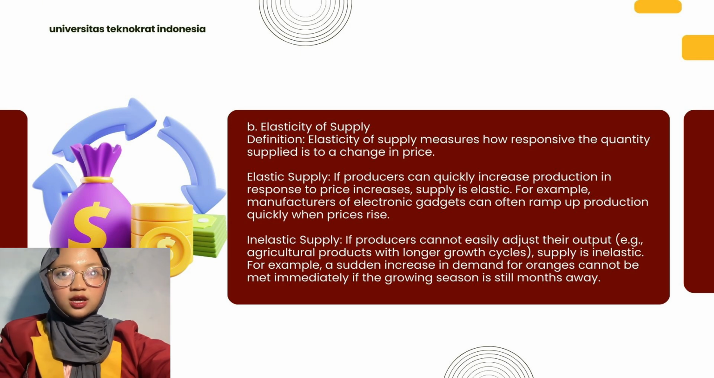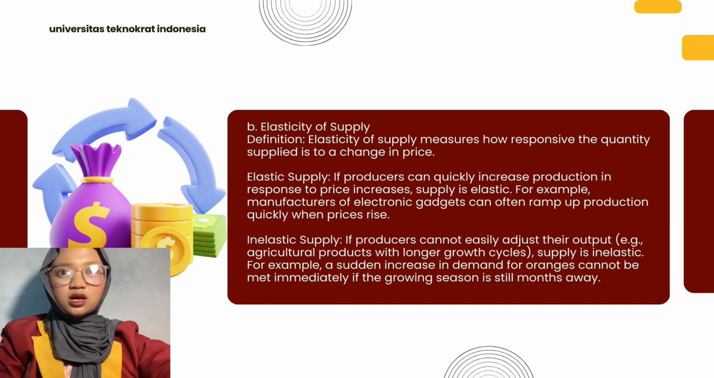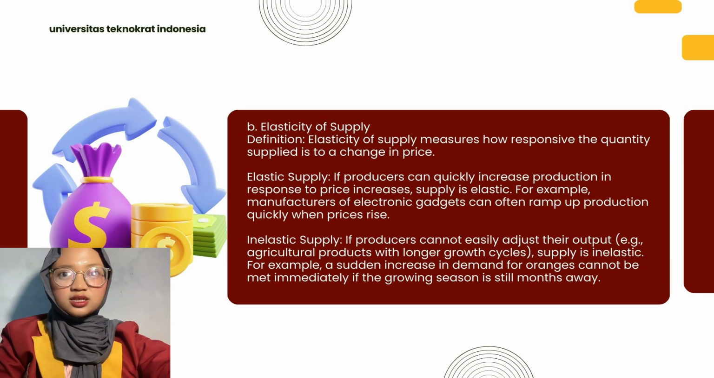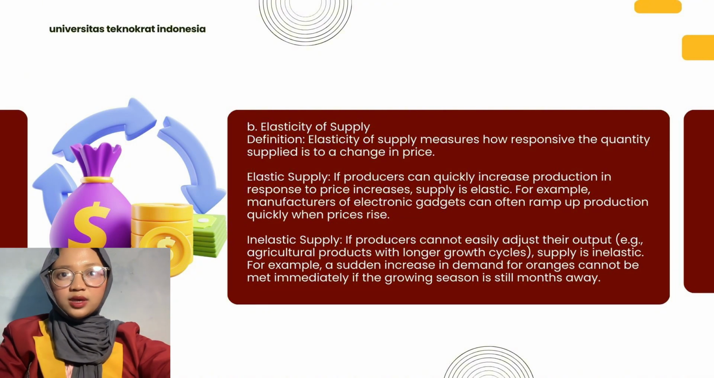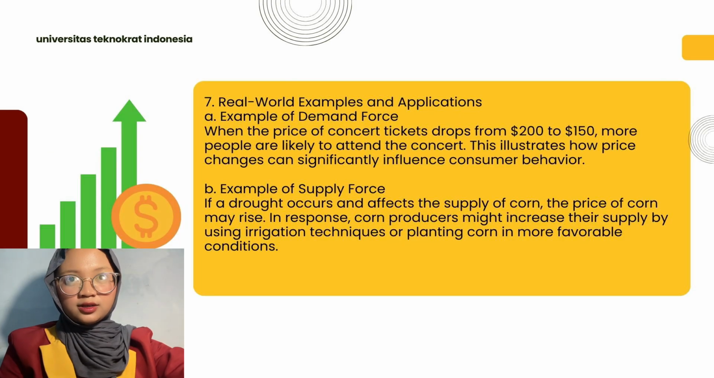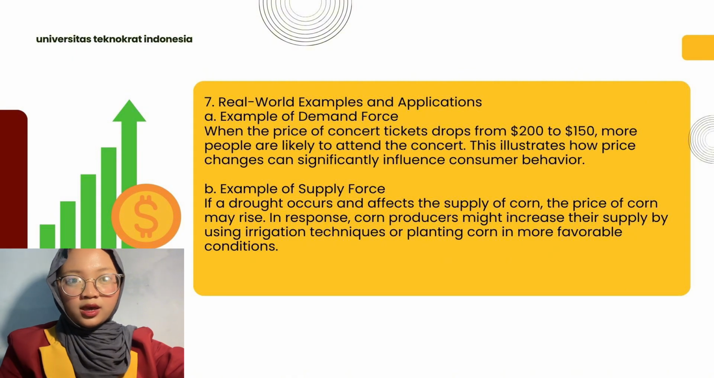Inelastic supply: if producers cannot easily adjust their output, e.g., agricultural products with longer growth cycles. For example, a sudden increase in demand for a crop cannot be met immediately if the growing season is still months away. 7. Real-world example and application. A.